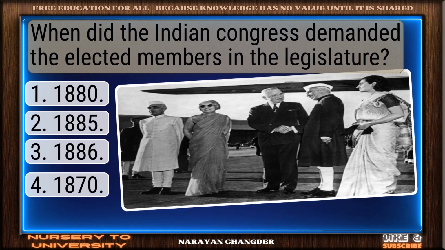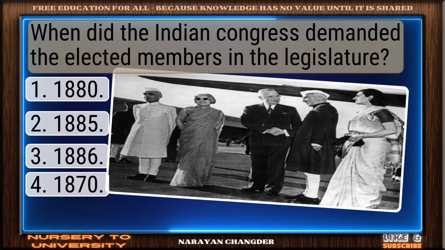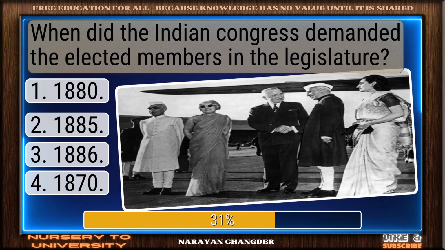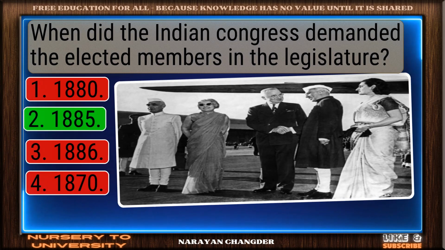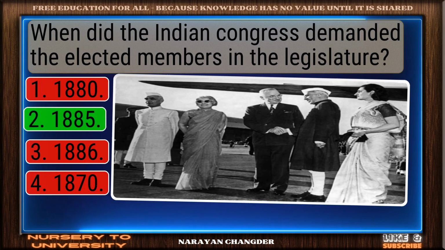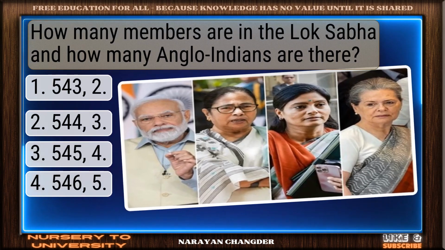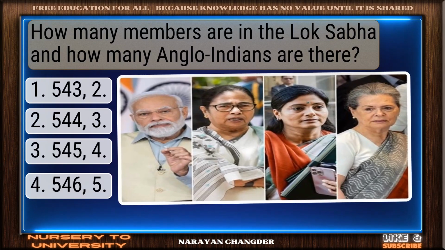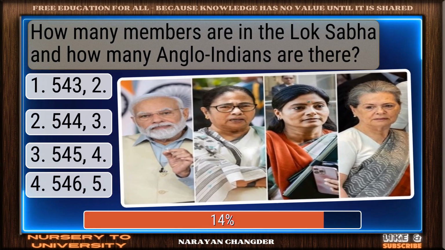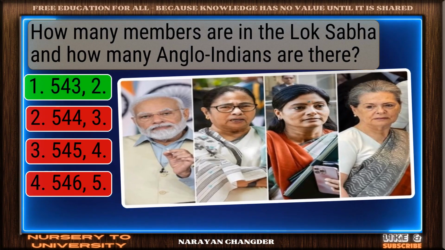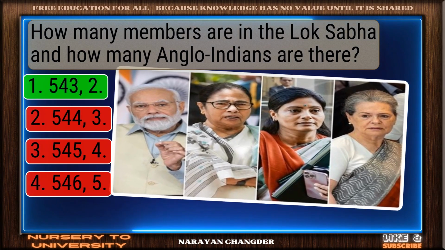Question number 47. When did the Indian Congress demand the elected members in the legislature? Clear logic. Your choice 1885 is sound and 100% true. Question number 48. How many members are in the Lok Sabha and how many Anglo-Indians are there? Excellent. 543, 2 is a brilliant choice.